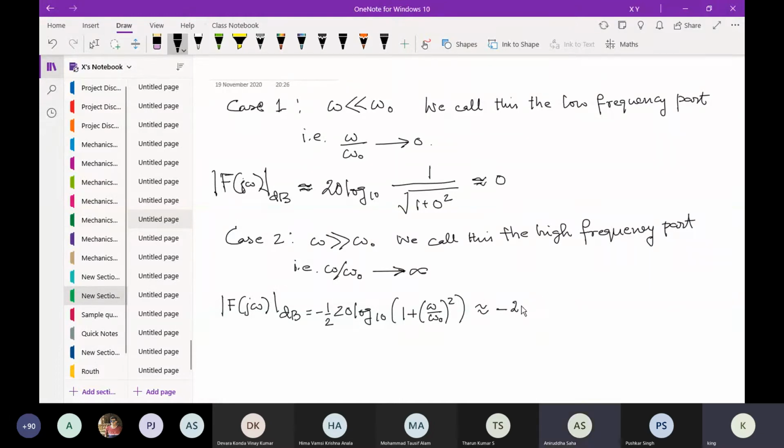Sir, for the first one, omega by omega naught, could we have just used the log series expansion and just kept it as omega by omega naught? I mean, log of 1 plus x. Good question. Let me draw the plot. Why you will understand that, and then you will understand why we are not doing that.